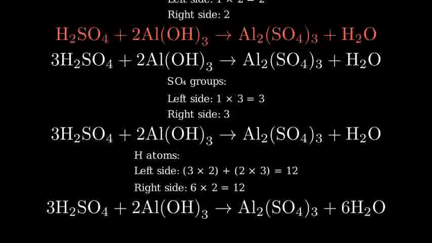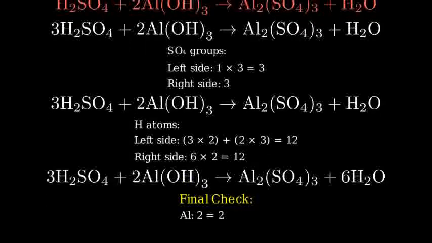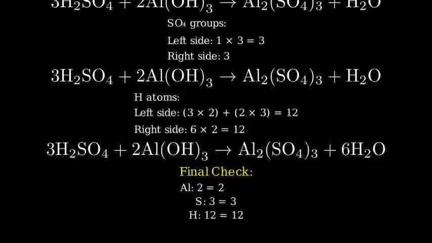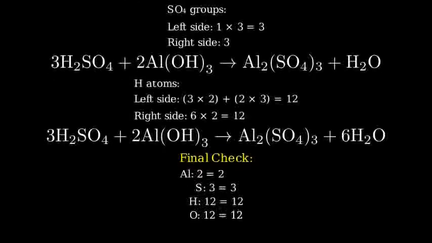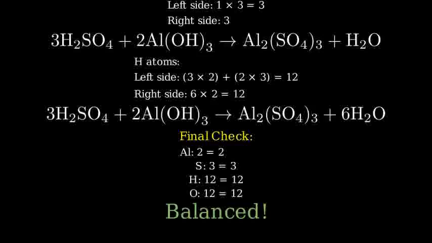Let's verify that our equation is balanced. We have 2 aluminum atoms on each side. We have 3 sulfur atoms on each side. We have 12 hydrogen atoms on each side. And we have 12 oxygen atoms on each side. Therefore, our equation is perfectly balanced.